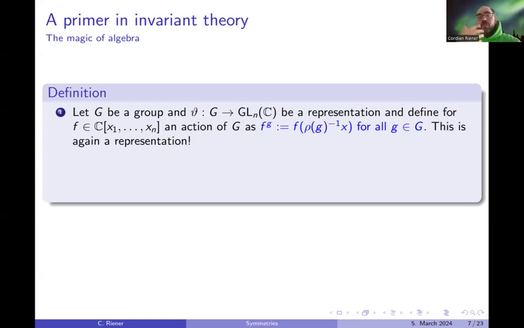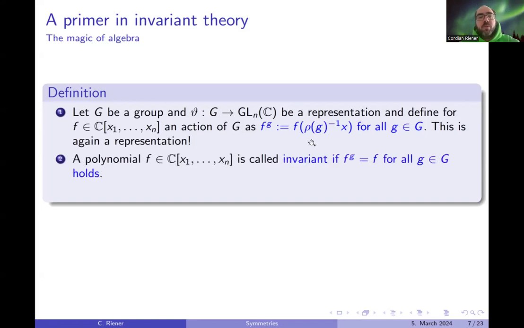Okay, so we have this representation, and we build a new representation just by extending my action very naturally to variables of polynomials. And then, of course, we say that the polynomial that does not change, that is left invariant, is invariant if it doesn't change. If it's left invariant by all elements of the group by this action.